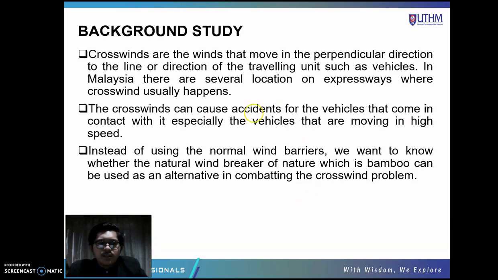For background study, crosswinds are the winds that move in the perpendicular direction to the line or direction of the traveling unit, such as a vehicle. In Malaysia, there are several locations on expressways where crosswind usually happens. The crosswinds can cause accidents for vehicles that come in contact with it, especially vehicles that are moving at high speed. Instead of using the normal wind barriers, we want to know whether the natural windbreaker of nature, which is bamboo, can be used as an alternative in combating the crosswind problem.